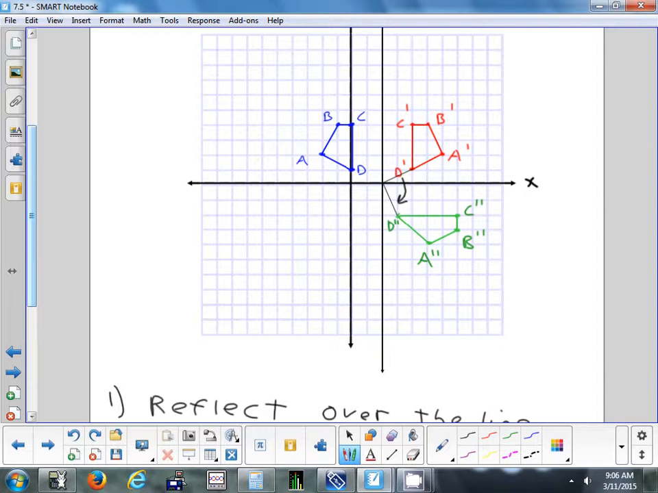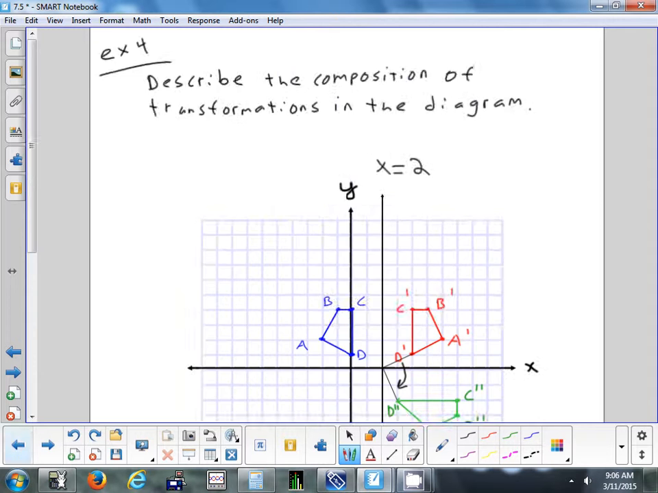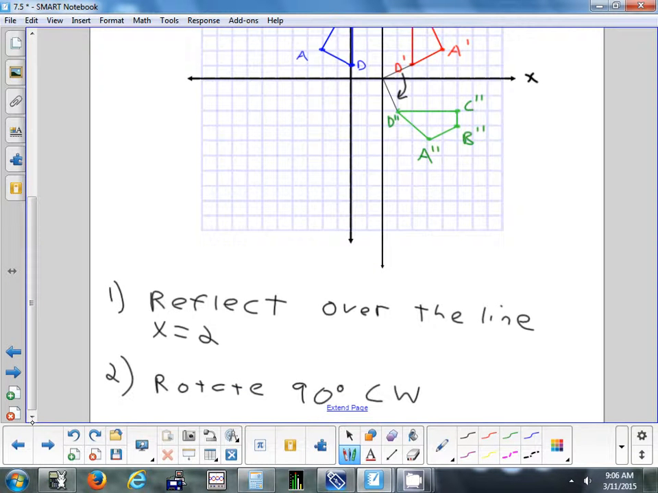But again, I'm not going to give you something that's an arbitrary angle. It'll either be 90, 180, or 270. Okay, something you can work with. Okay, any question on that? Okay, so that's composition of transformations, just putting two or more together. We didn't do 3, but you could do 3 if you wanted, 4, 5, however many you need.